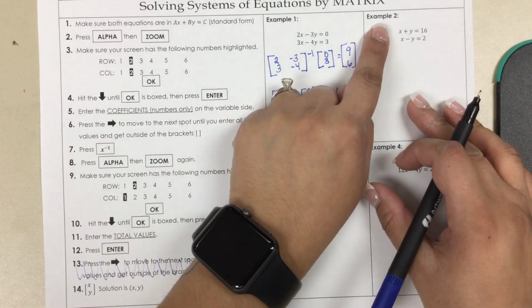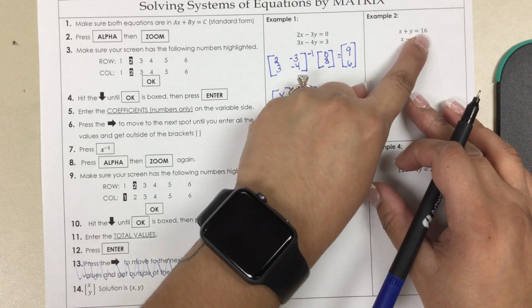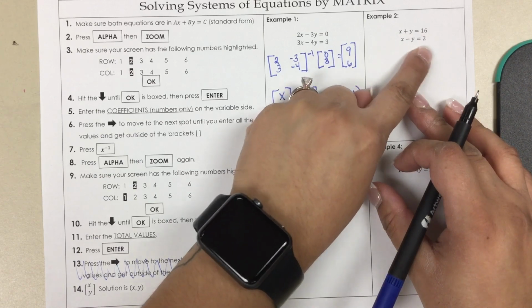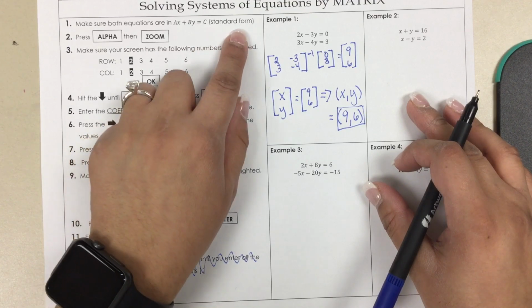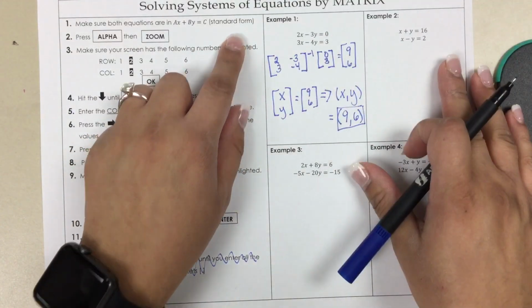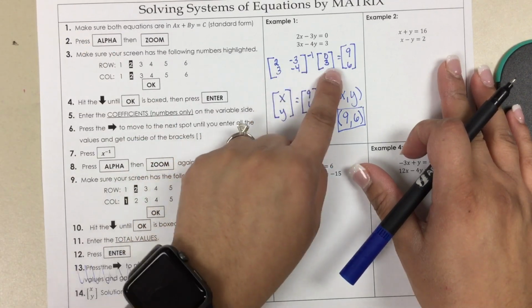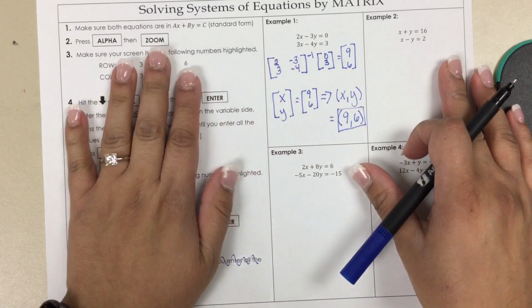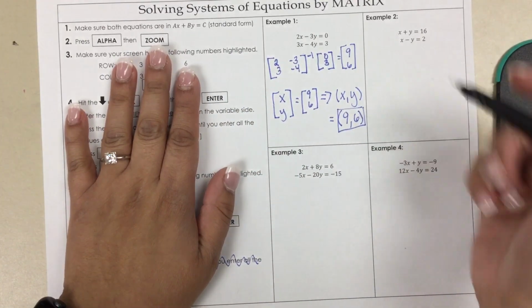Okay, so let's try example number 2. We have our x term, our y term, constant on the other side. X term, y term, constant on the other side. So it is in standard form, so that step is done. Now that I know what this looks like, I'm actually going to write everything down, so whenever I get to my calculator, I can see what exactly needs to be put in my calculator.